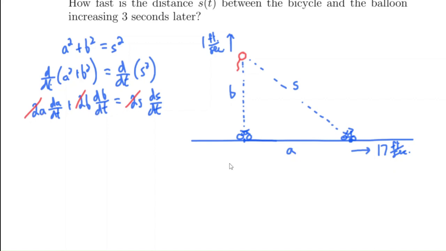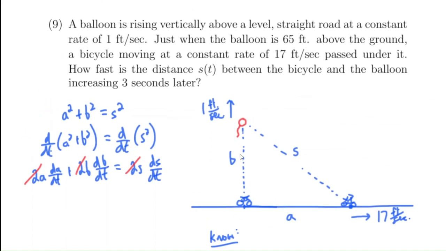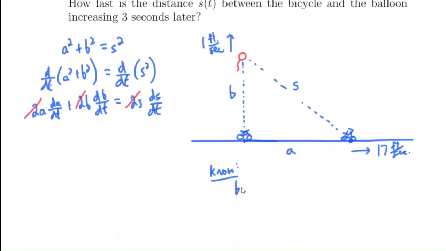So what is it that we know in this situation? Well, remember, we're not going to plug in 65 for b. Why are we not plugging in 65 for b? Because that's not what b is going to be 3 seconds later. Initially, this height is 65, but after 3 seconds, since this is going up at a rate of 1 foot per second, this will be at a height of 68. So we're going to put in 68 for b, 68 feet. And a will be 3 times 17, which is 51. A will be 51 feet.